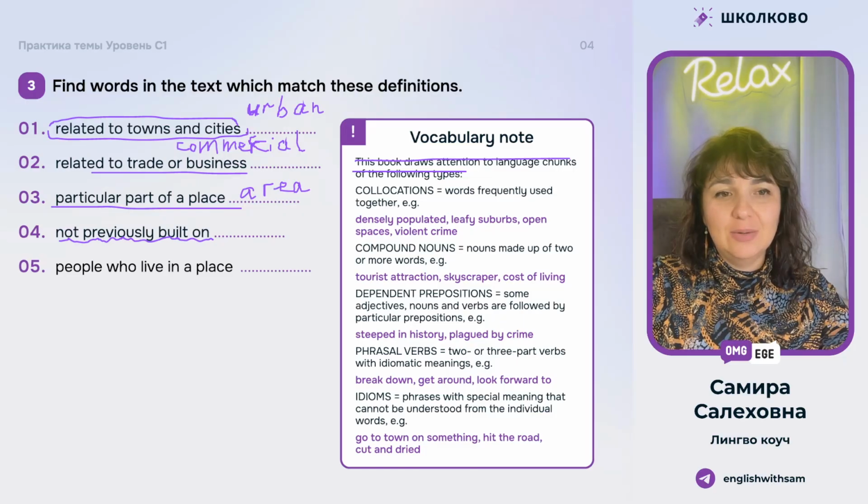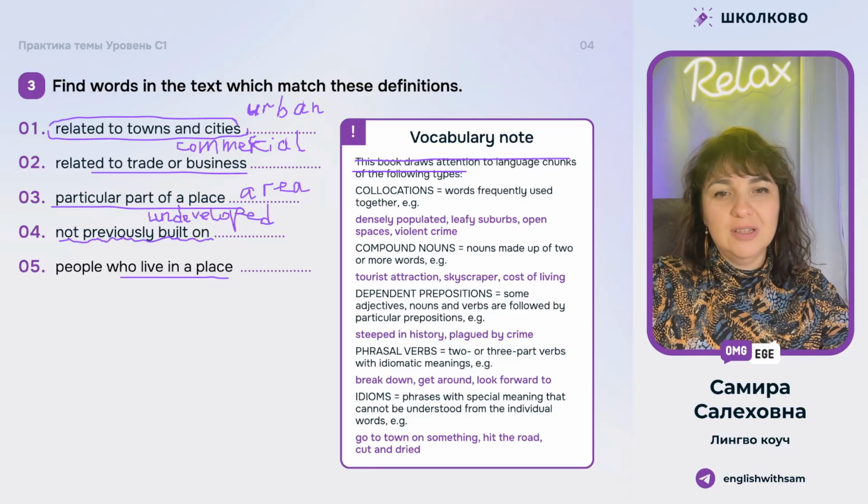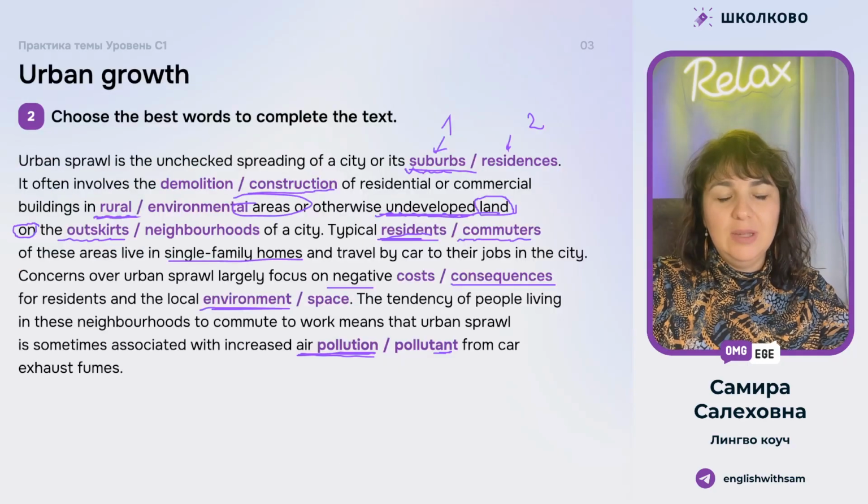Okay, so now you know this meaning. Undeveloped. Yay. People who live in a place. You know this. People who live in place.